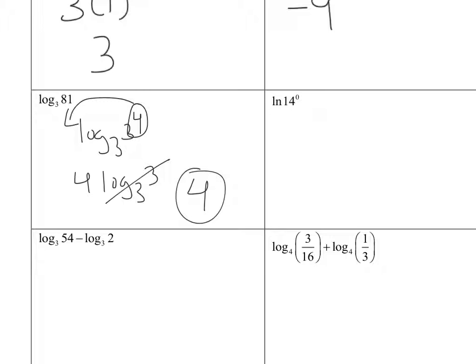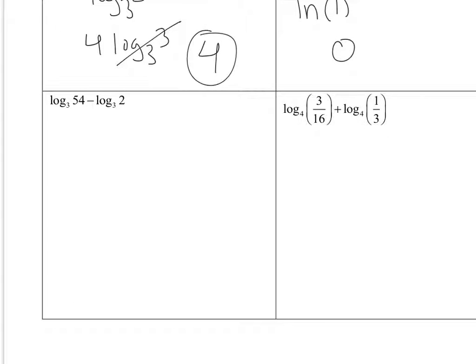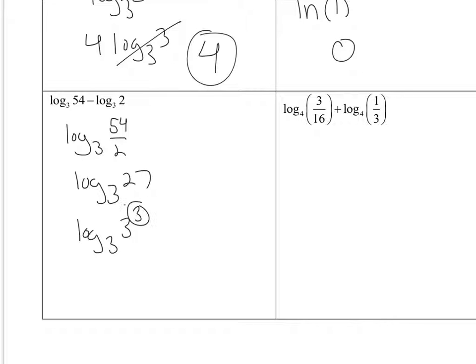Well, the natural log of 14 to the 0. Well, 14 to the 0 is 1, so you have the natural log of 1. The natural log of 1 is 0, just like the log of 1 is 0. Okay? So subtraction, first what you want to do is condense. So you get the log of 27. Well, that's the same thing as 3 to the 3rd, so bring that 3 down the front and you get 3 log base 3 of 3, so those cancel and you get 3.